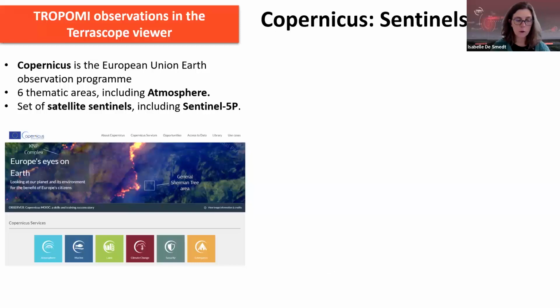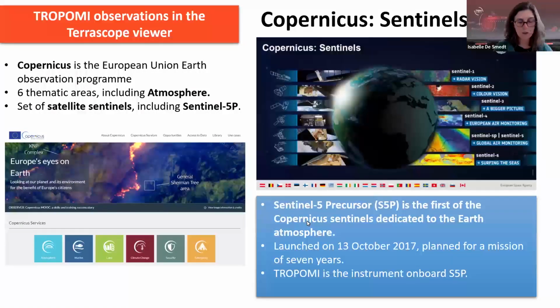Copernicus is the European Union program for Earth observation. And there are 6 thematic areas for the Earth observation. And one of them is the atmosphere. Europe has launched a set of satellite instruments, the so-called Sentinels. And one of these Sentinels is Sentinel-5 precursor, so S5P. S5P is the first Sentinel dedicated to atmosphere observation. It was launched in October 2017, so it has been almost 6 years now.